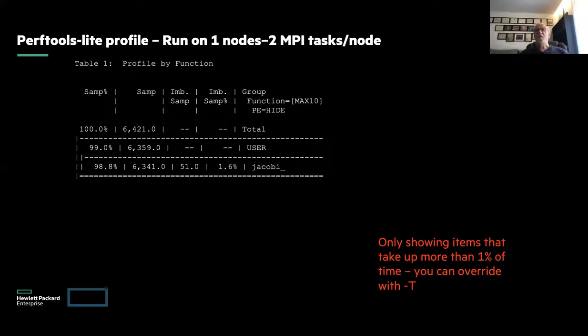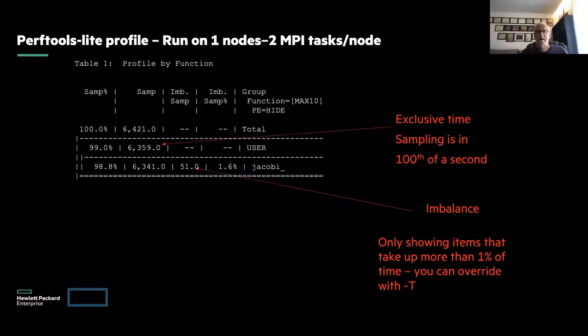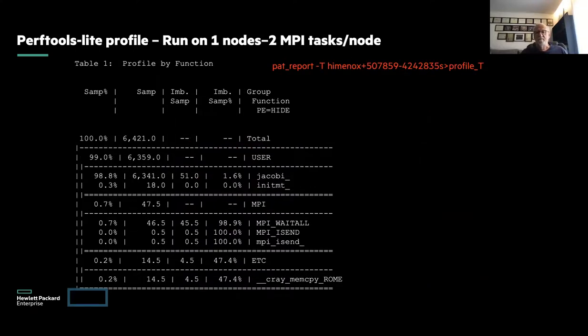And this is the first table that I get. Now that's pretty silly. This is a sampling run. So this thing ran in 64 seconds. The sampling is done every 100th of a microsecond. But the default for Perftools is that we only show you what uses more than 1% of the time. Well, when something uses 98.8% of the time, you don't expect much other stuff to be shown. But there is this minus capital T that is very nice, because if you use that, you get everything. Well, not everything.